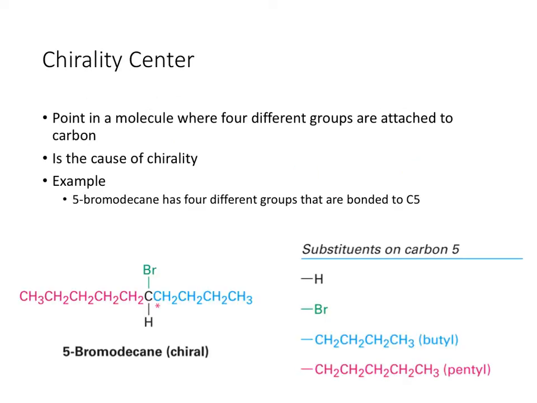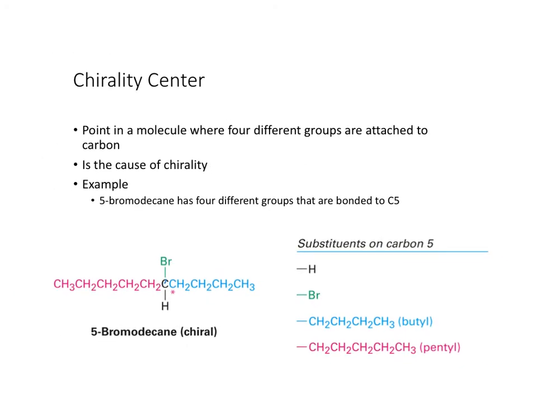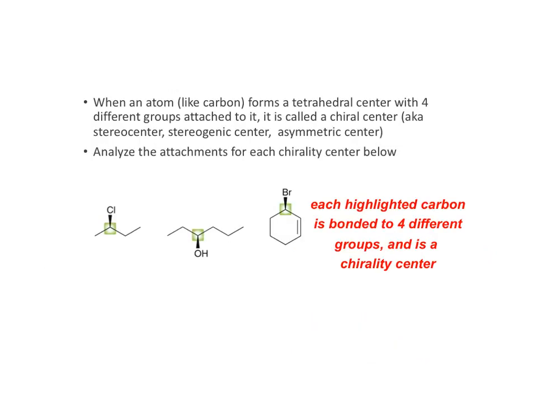So a chirality center is a point in a molecule where four different groups are attached to carbon. And this is the cause of chirality. So for example, if we look at 5-bromodecane, this carbon right here is chiral. Notice the groups attached to it. You've got a hydrogen here and a bromine. And then over here you've got a butyl chain, so a 4-carbon chain. And then on the left you have a 5-carbon chain. So those are four different groups on that carbon, making it a chiral center. You will often see other names used instead of chiral center, such as stereocenter, stereogenic center, or asymmetric center. These terms are all interchangeable.